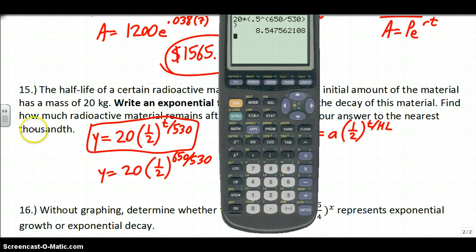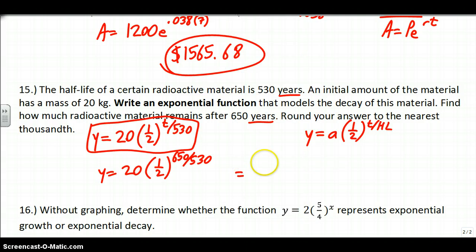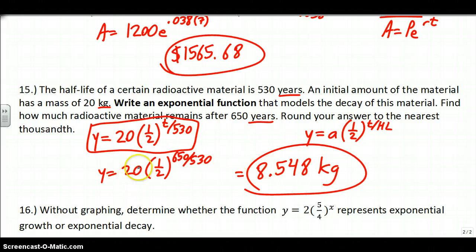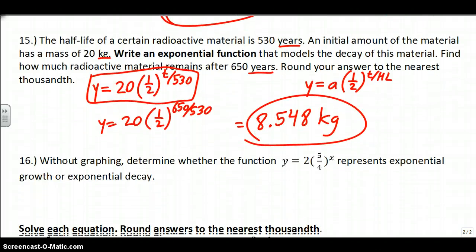Notice it says nearest thousandth. That's 3 decimal places, so 8.5475. So that 5 will round that up to 8.548. And just for good measure, use the correct units. So that would be kilograms, which makes sense. We started with 20. We already agreed that we were going to be more than halfway gone. So there we are. All right.